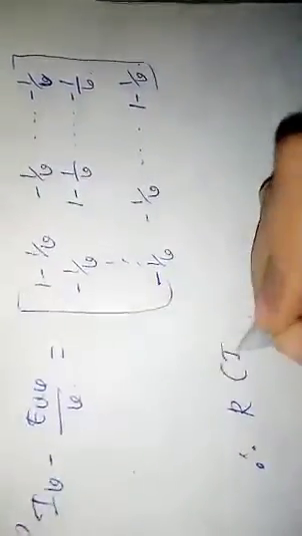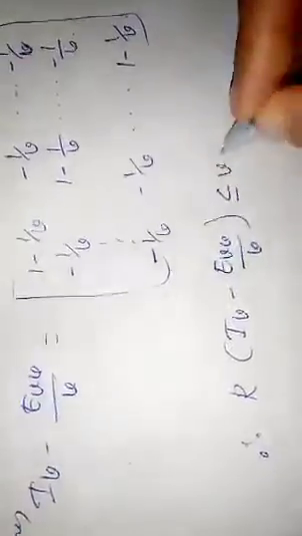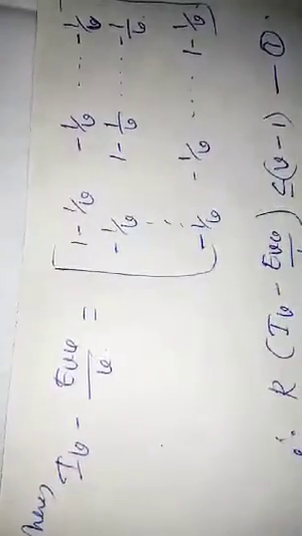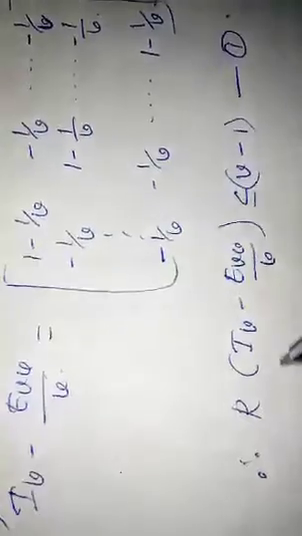So therefore the rank of Iv minus Evv divided by v is less than or equal to v minus 1. Equation 1. Here the sum of each row is 0, so the rank of Iv minus Evv divided by v is less than or equal to v minus 1.